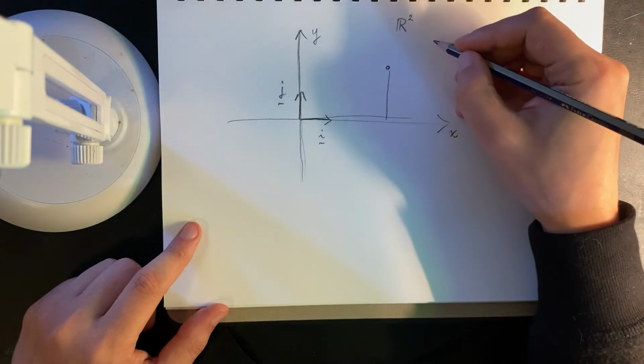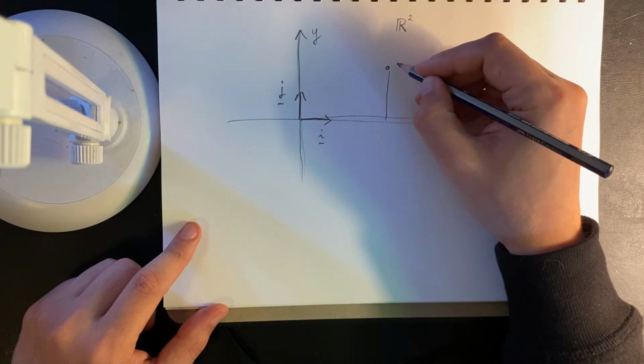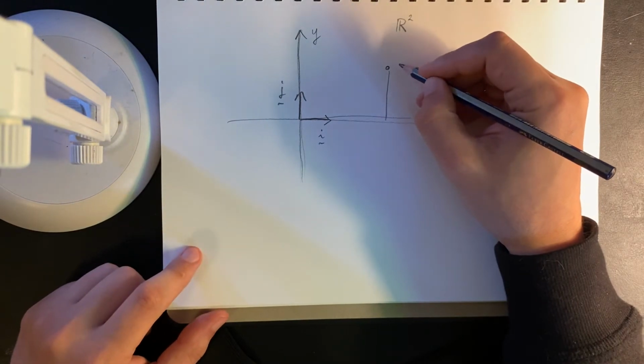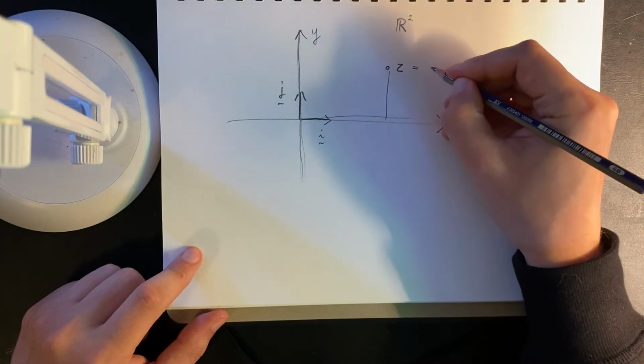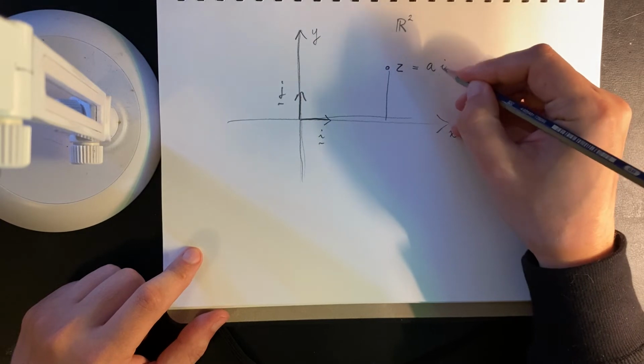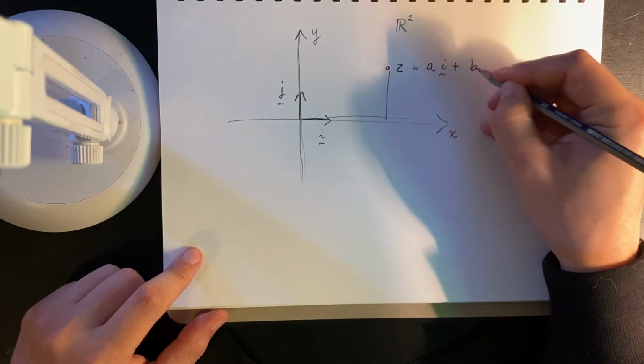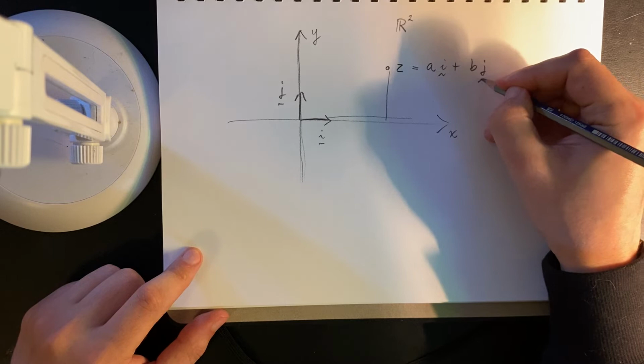So in other words, let's call this, who knows, let's just call this z, doesn't matter. We'll say z is some multiple of i plus some multiple of j.